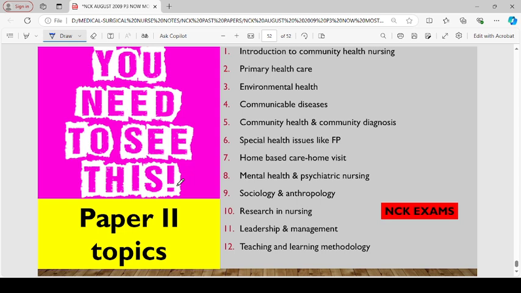Remember, in paper 2, we are going to be looking at introduction to community health nursing, primary health care and environmental health, communicable diseases, community health and community diagnosis, special health issues like family planning, we have home-based care, especially home visits, mental health and psychiatric nursing, sociology and anthropology, research in nursing, leadership and management, and teaching and learning methods. All right, that marks the end of our review for the NCK paper.